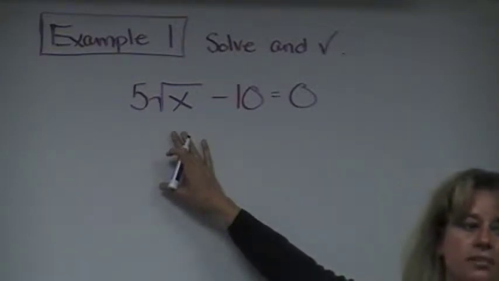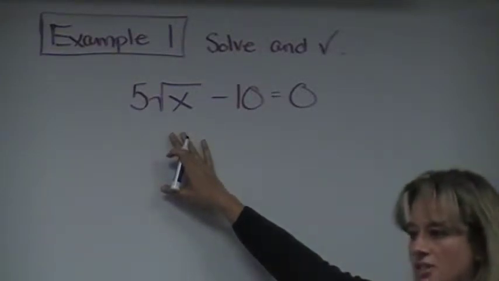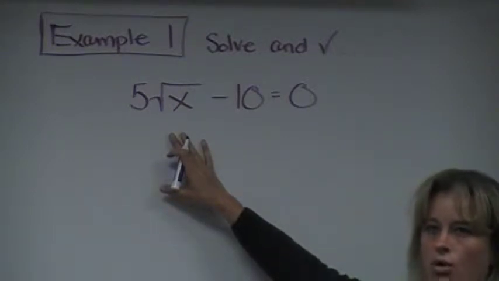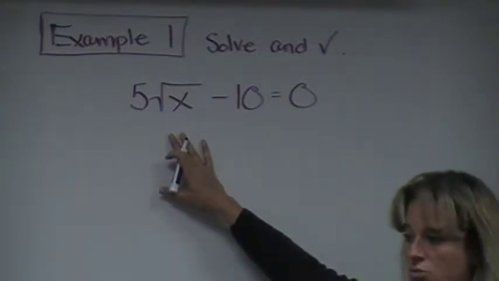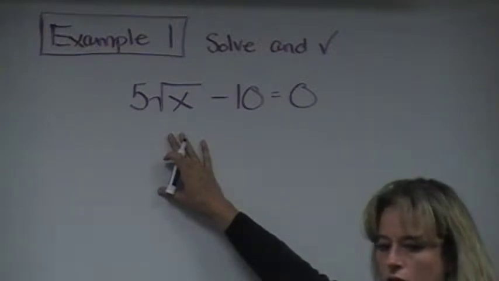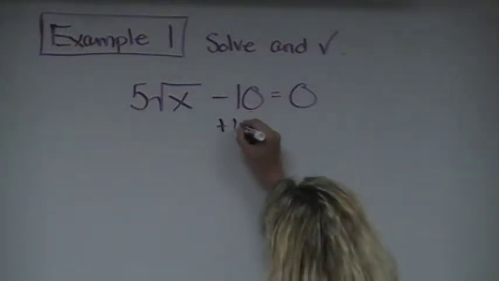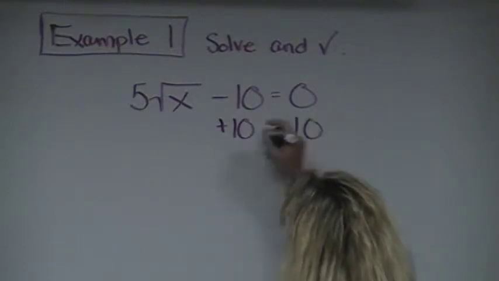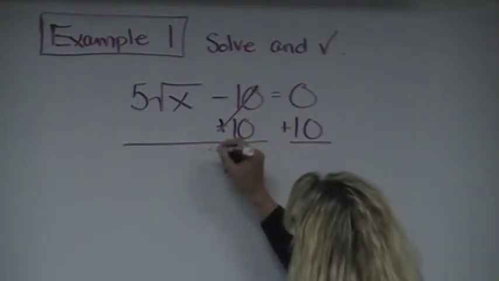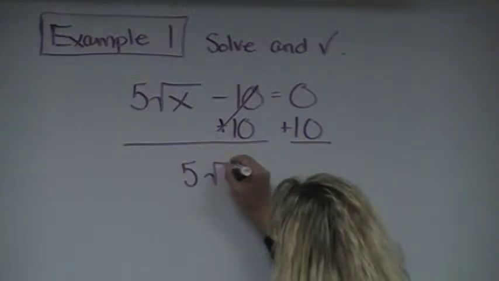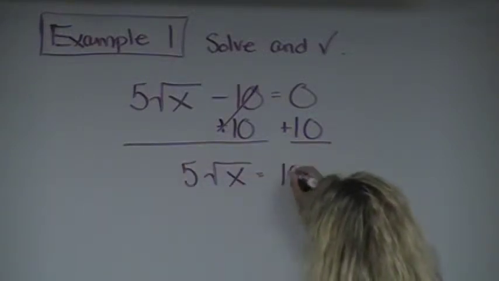What am I going to do first, Brandon? Add 10 to each side. Add 10 to both sides, correct. We always do what? It's a reverse order of operations when we're solving an equation. We always add or subtract before we multiply or divide, right? We're going to add 10 to both sides. And what that does is it gets us 5 times the square root of x equals 10.